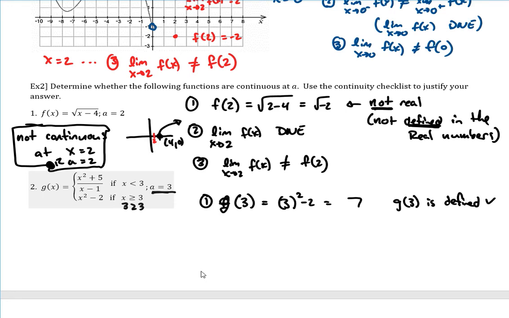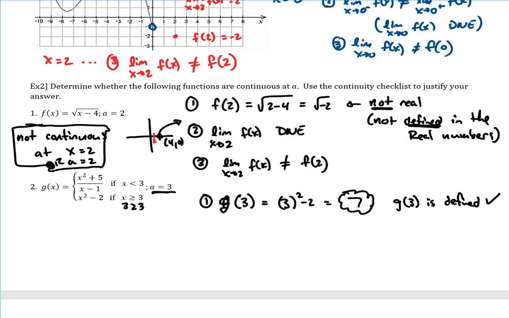Okay, so condition 1 is good. If you get a number out of this, it is defined. If you divide by 0, or if you get an imaginary, then we have a problem. Okay, and then moving on to our next step.